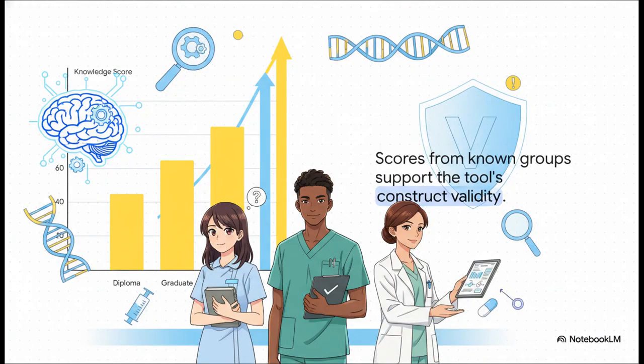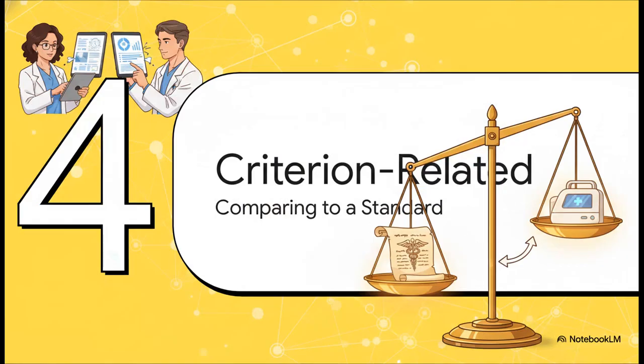A really clever way to establish this is with something called the known groups technique. Let's go back to our hepatitis B questionnaire. Logically, we'd expect experienced postgraduate nurses to know more than recent graduates, who should know more than students still in school, right? So, if we give them all the test and their scores line up just like we predicted, low, medium, and high, just like this chart shows, that's powerful evidence that our tool is really measuring the construct of hepatitis B knowledge.